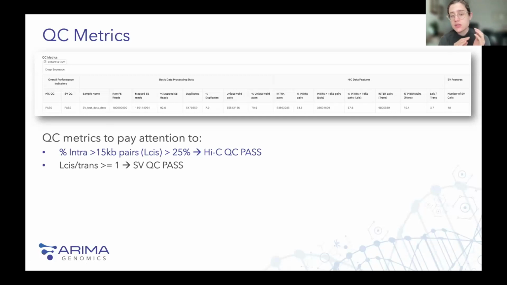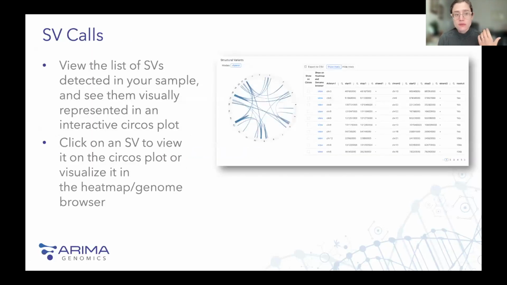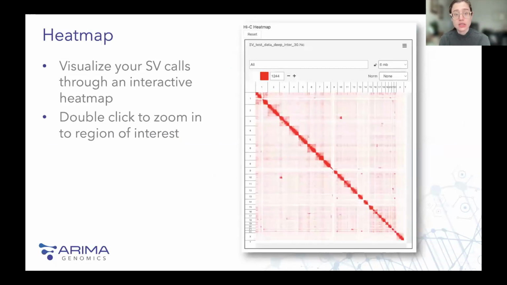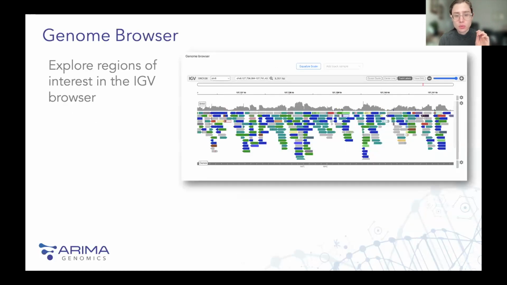And if you're interested in our SV pipeline, then the metric that we're focusing on is the ratio between long cis and trans interactions. These are the long intrachromosomal versus the interchromosomal interactions. We want them to be above 1 to consider your sample to have passed for the SV pipeline. We also have the SV calls that you can view either as a circos plot like Ibrahim showed you, or in table format. We're going to dig deep into the table, so we can move a little faster here. And we also have the heat map. But another very important aspect is IGV, if you want to visualize your data this way.